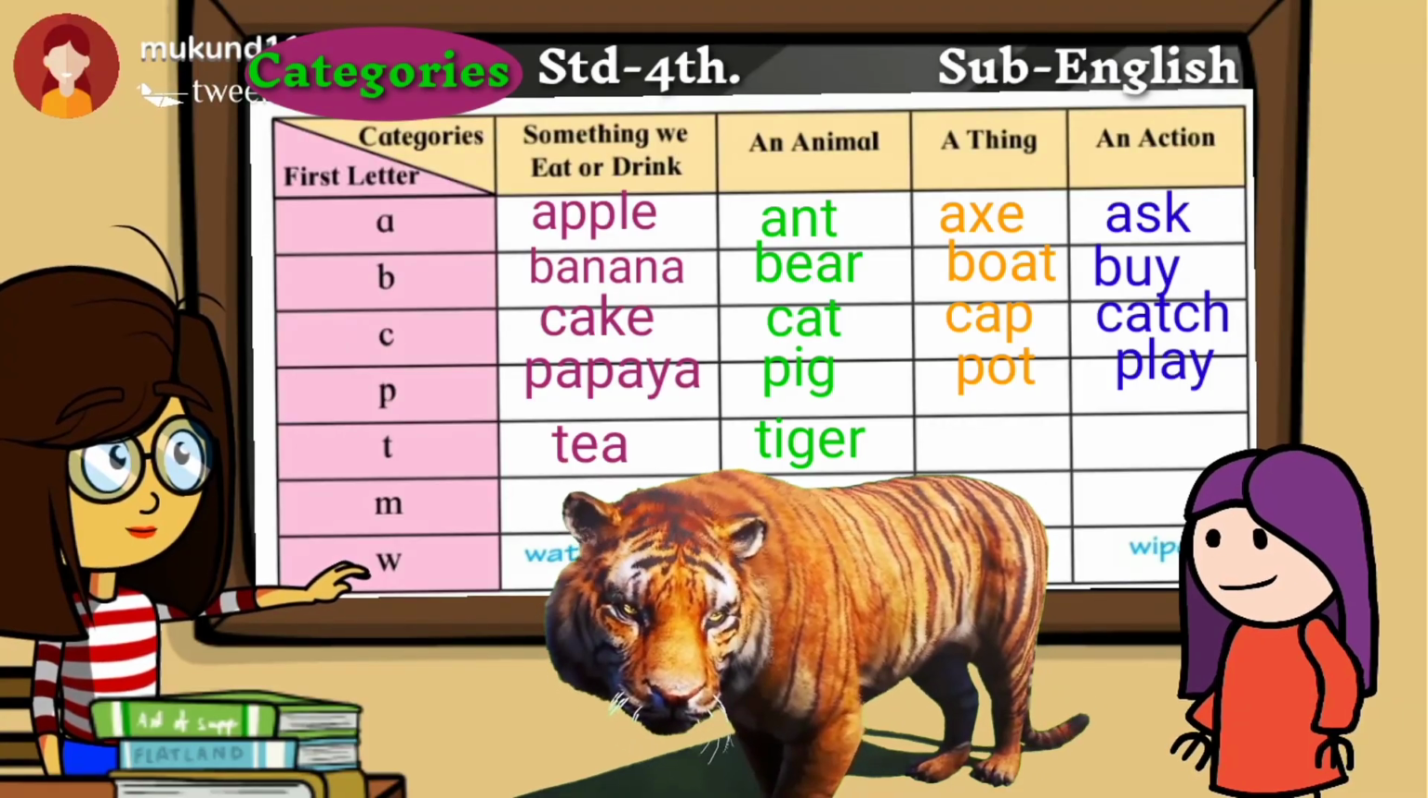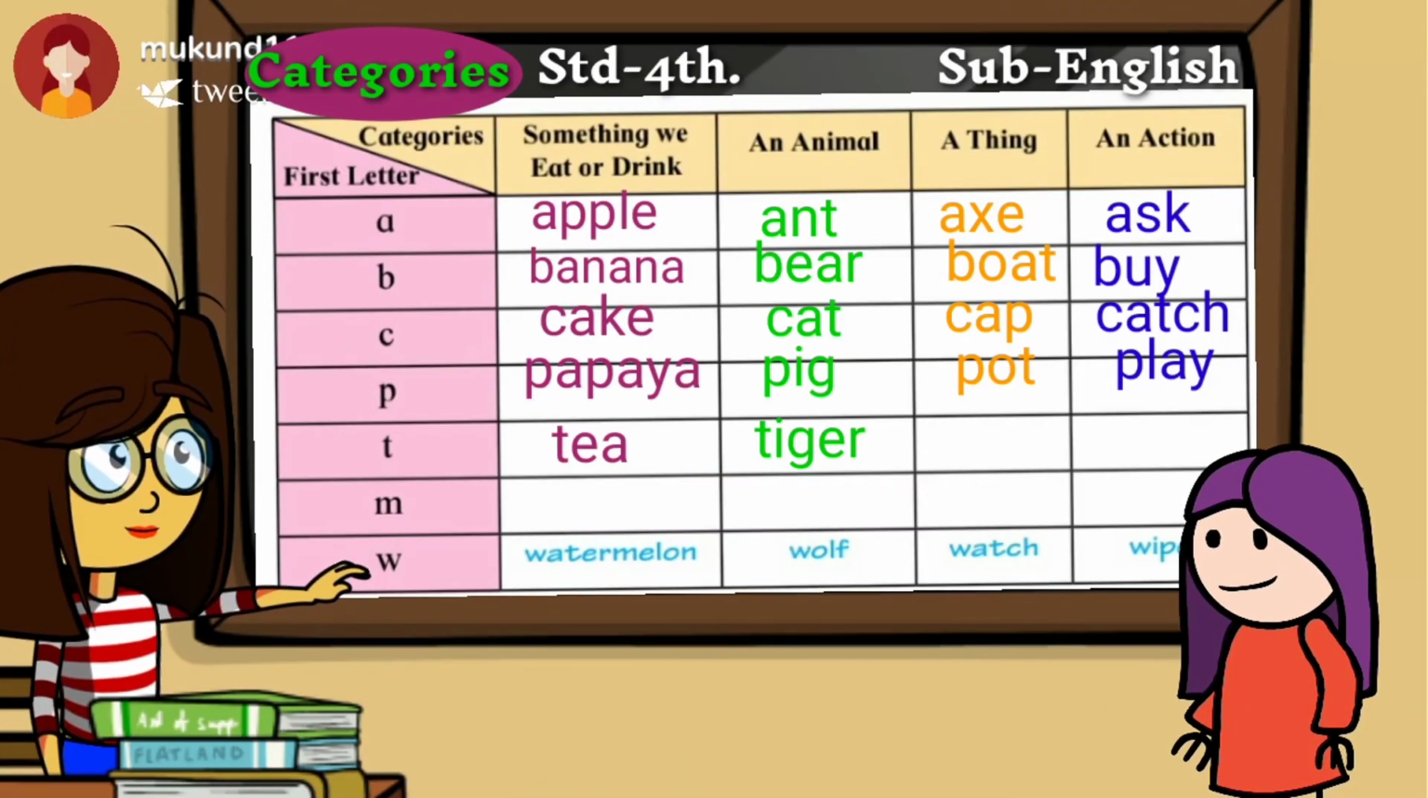Very good. Now you tell me a thing which begins with T. Teacher, table. T-A-B-L-E. Table is a thing which begins with T. Now you tell me an action. An action. Oh. Take. T-A-K-E. Take is an action which begins with T. Very good, Nita. Now next letter is M.